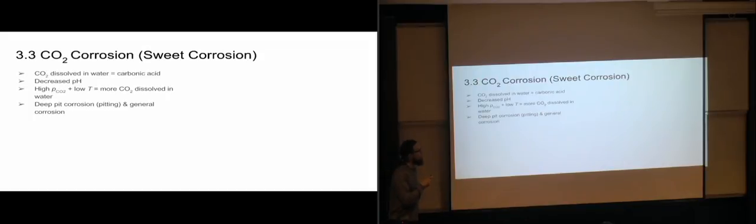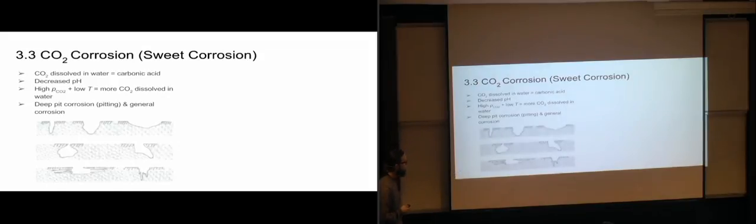And CO2 corrosion can be discovered in the form of deep pit corrosion, which basically means that it's creating very small but deep pits into the material, where it's just basically dissolving the material down in these pits, and also a general corrosion level, so just generally over the entire material.